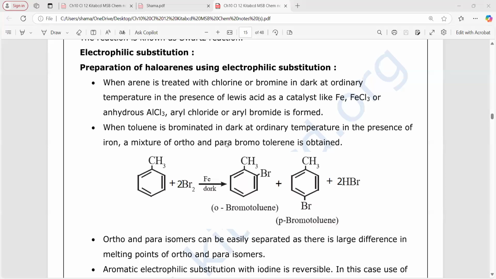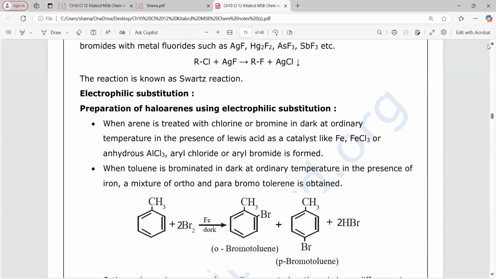Now see here, what is given about the electrophilic substitution. Because of that only I have explained you the background, which is missing in the PDF. In the PDF, all these things are not given. So see what is given in this case: preparation of haloarenes using electrophilic substitution. What they said, when arene is treated, arene means aromatic compound. Any arene is nothing but an aromatic compound.